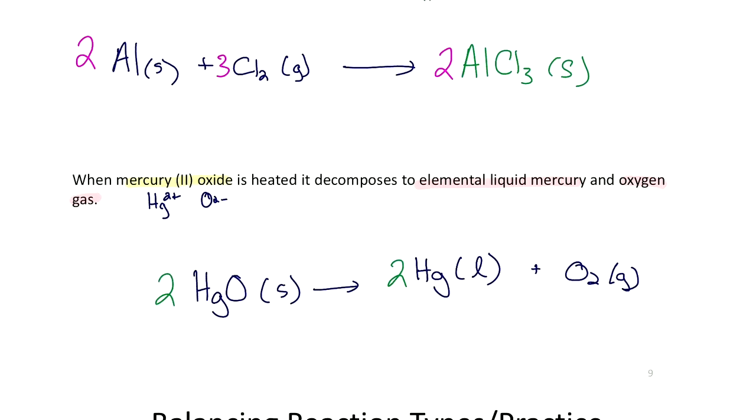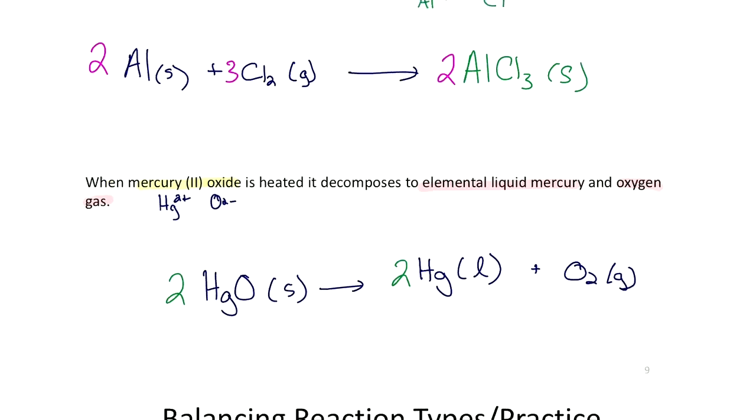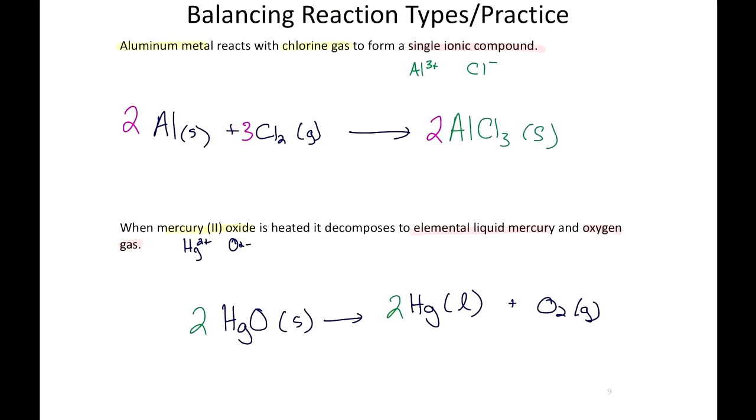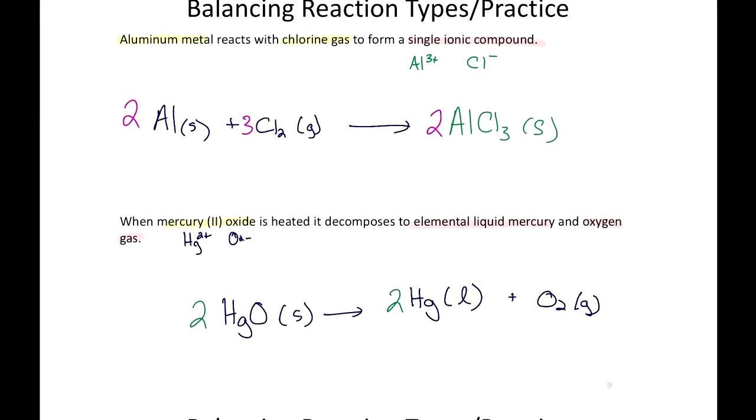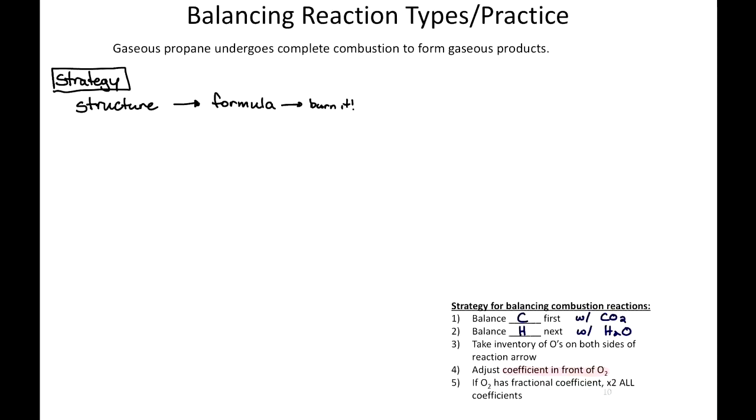And that's it. Okay. We just took all that time to figure out the subscripts. Don't screw it up by changing your subscripts to balance it. Only change your coefficients to balance atoms. Okay, so those are combination, decomposition. So what do you think's next? Combustion, yep, okay.